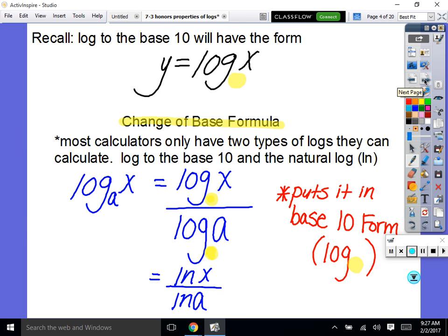Sorry about that. Okay, so recall that log base 10 will have the form y is equal to log of x, with nothing written as the base. So that really is a secret base 10 in there. Okay, so this is not always true. Some of your calculators are advanced calculators. However, you still need to be able to do the change of base formula.